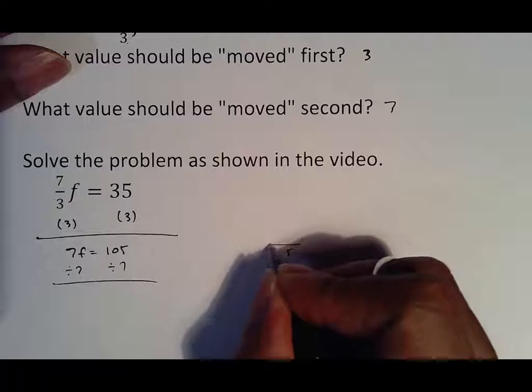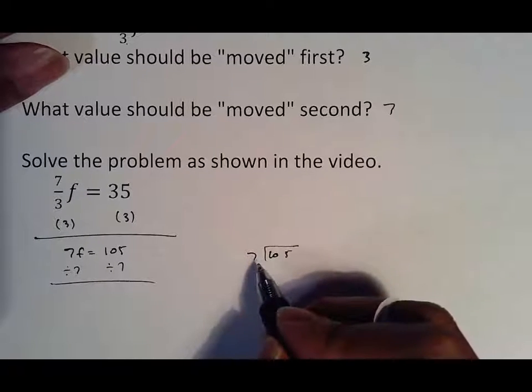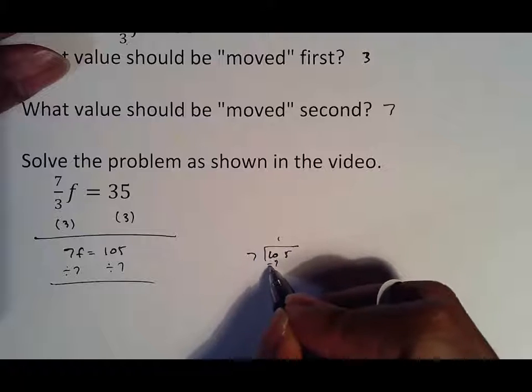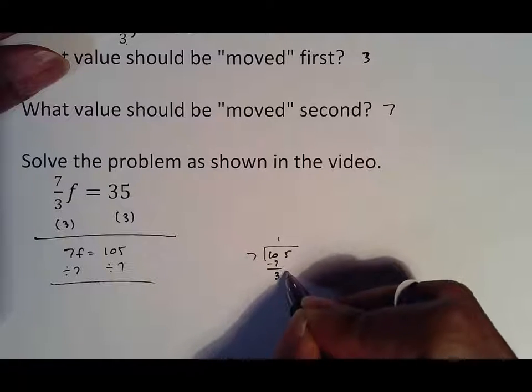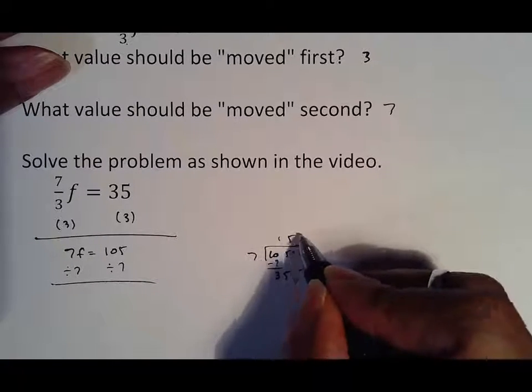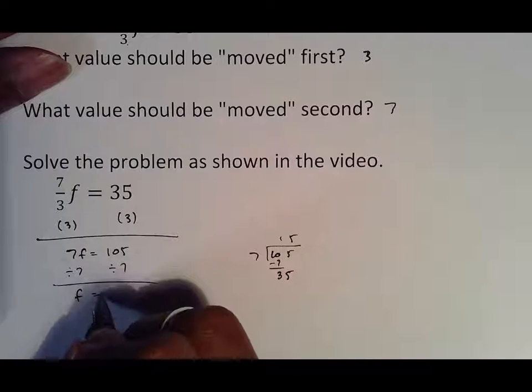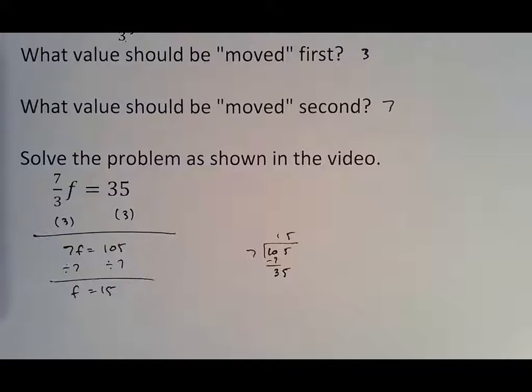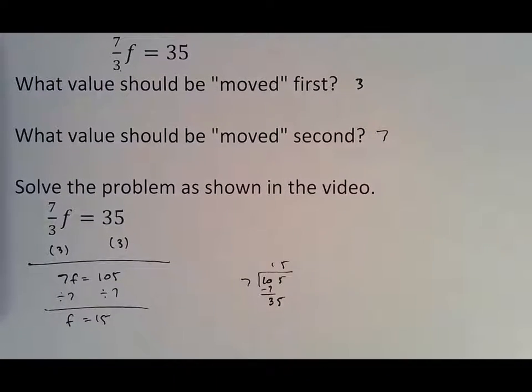Just to show you your long division, 7 going into 105. 7 is not going into 1, but it does go into 10 once. 1 times 7 is 7. We subtract. 10 minus 7 is 3. Bring down the 5. 7 goes into 35 5 times. So f comes down with 15, and that should be all we have to do. So again, that is one of your two-step equations that you're going to be looking at.